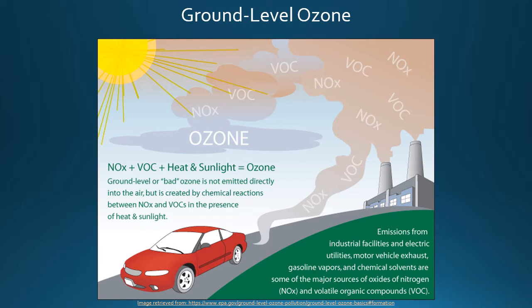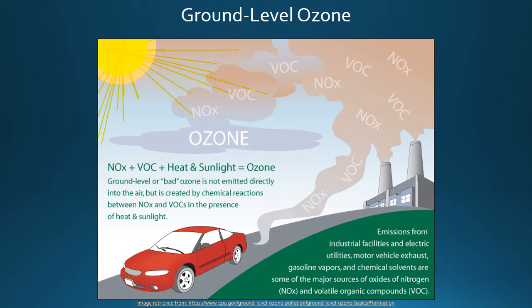Specific effects, particularly at elevated concentrations, include eye and lung irritation. Ozone is also responsible for several billions of dollars of agricultural crop loss in the United States every year. As displayed in the image, some of the major sources of oxides of nitrogen and volatile organic compounds include emissions from industrial facilities and electric utilities, motor vehicle exhaust, gasoline vapors, and chemical solvents.